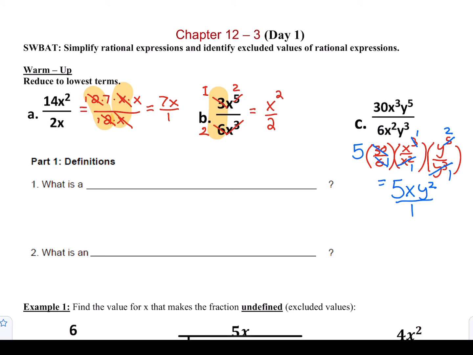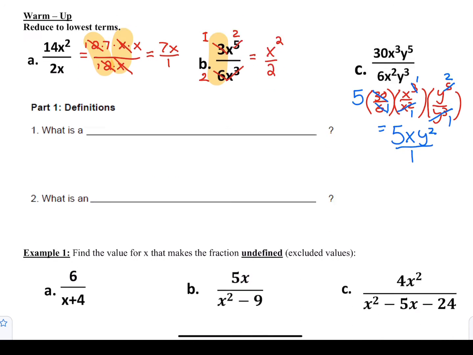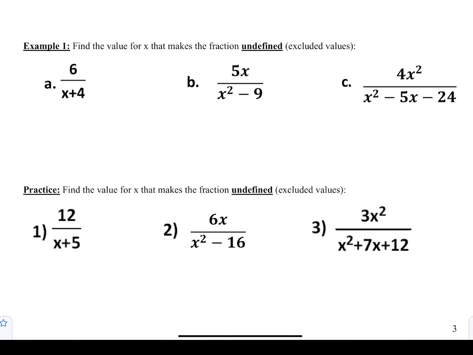Okay, so the definitions that we worked on are: what is a rational expression? A rational expression is just the ratio of 2 algebraic expressions like polynomials. And then what is an undefined fraction? An undefined fraction is one in which its denominator is equal to 0. I'll write that on top there. Denominator equal to 0.